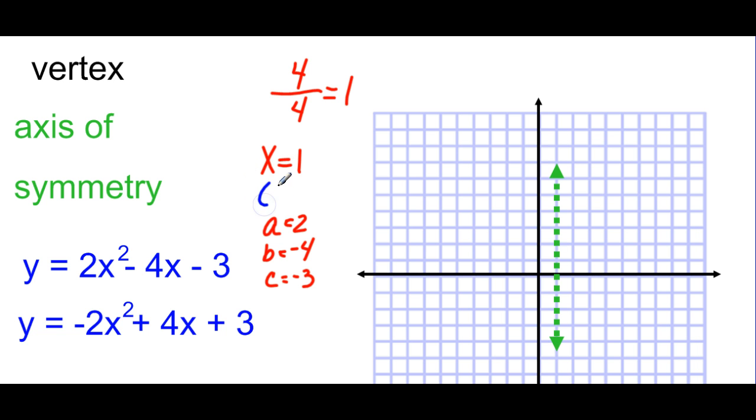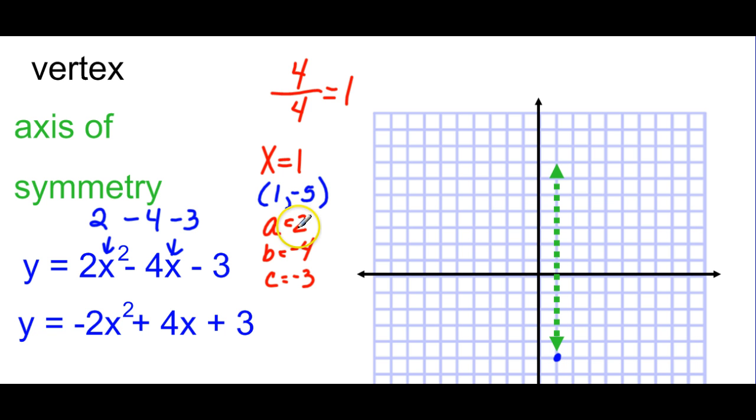So our vertex x-coordinate is going to be 1. And then we'll substitute a 1 into the equation in place of x. So that's going to give me 1 squared is 1 times 2 is 2, minus 4 times 1 is 4, minus 3. So that's going to give me negative 5. Is everybody okay with that? So 1, negative 5. 1, 2, 3, 4, 5. My vertex is right here.